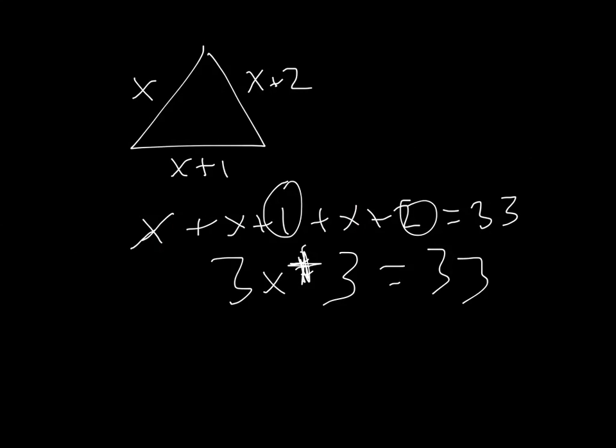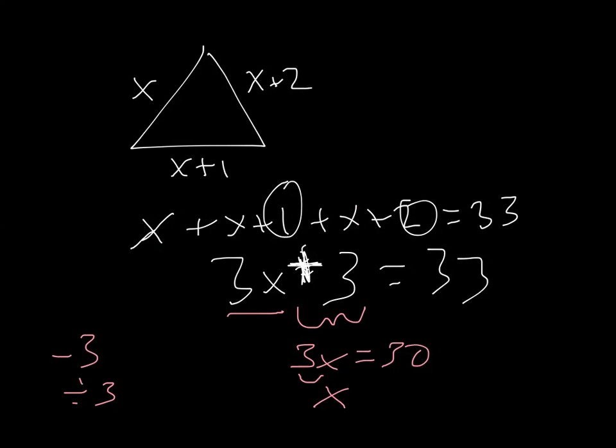Now this is the exact same question we've been doing before. I need to get all of these x's by themselves. I can do that by getting rid of this. But if I take 3 away, I have to do it from both sides. So 3x plus 3 minus 3 is going to give me 3x. 33 minus 3 is going to give me 30. 3 times something equals 30. What is that something? Divide by 3. 3x divided by 3 is going to give me 1x. 30 divided by 3 is going to give me 10. So now I know that x is 10.